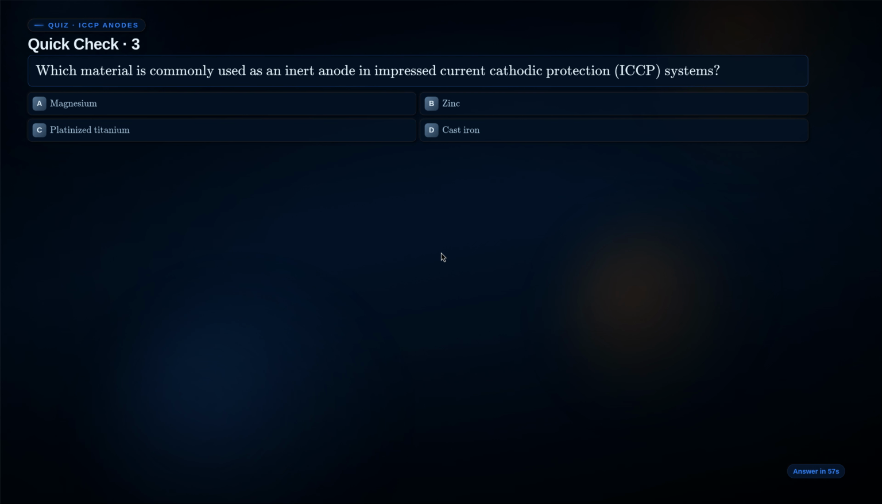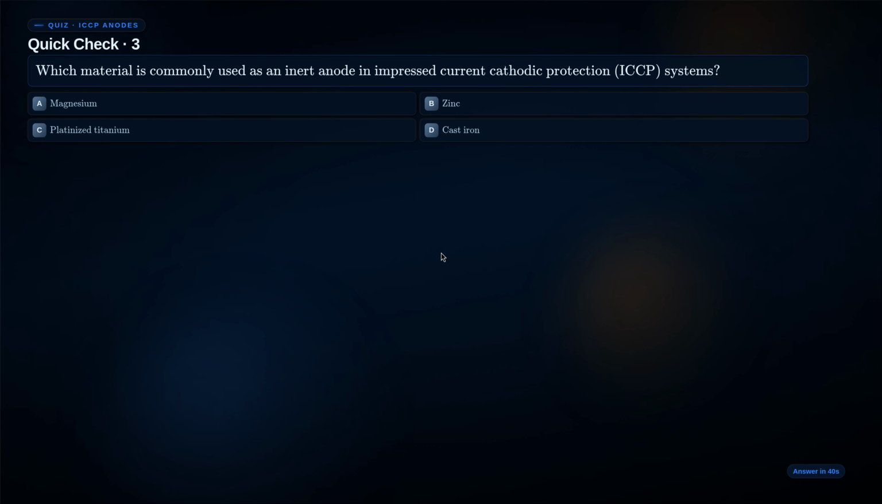Quiz question 3. Which material is commonly used as an inert anode in impressed current cathodic protection systems? Option A, magnesium. Option B, zinc. Option C, platinized titanium. Option D, cast iron.